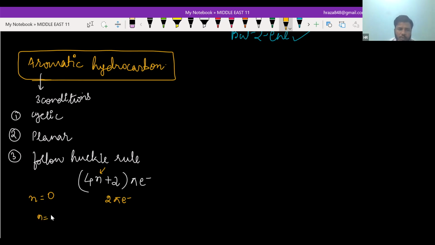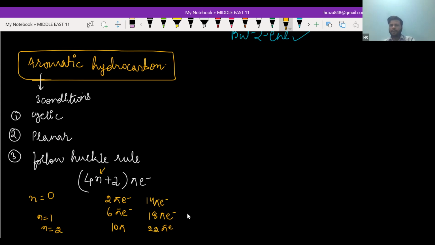And if you put 1, that will be 4 into 1, 4 plus 2, that will be 6 pi electron. And if you put 2, it will be 10 pi electron, and then 14 pi electron, and then 18 pi electron, and then 22 pi electron.